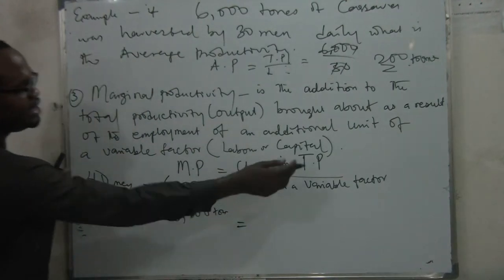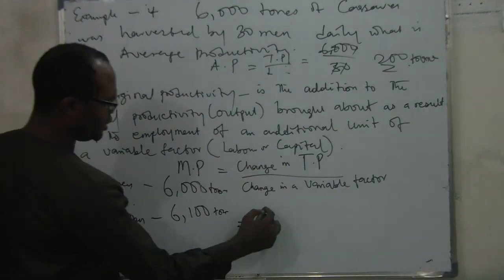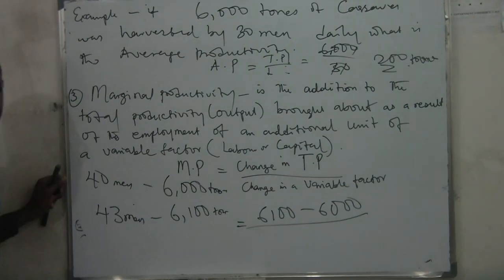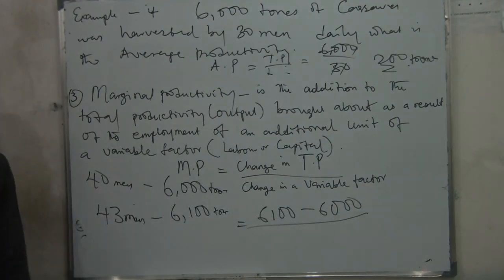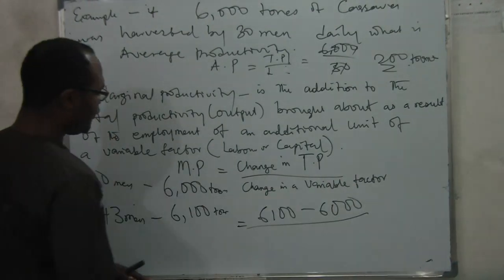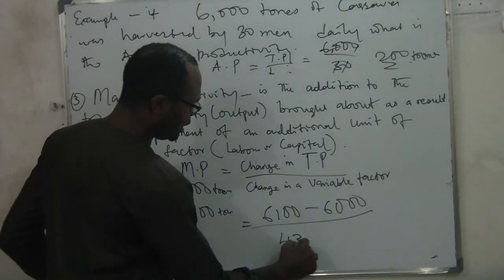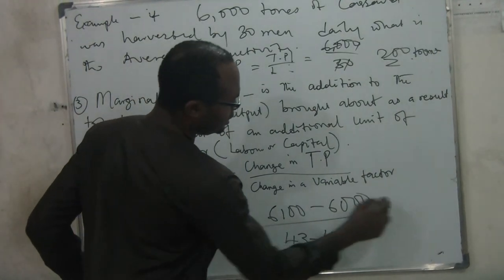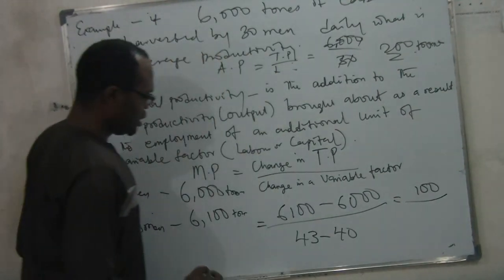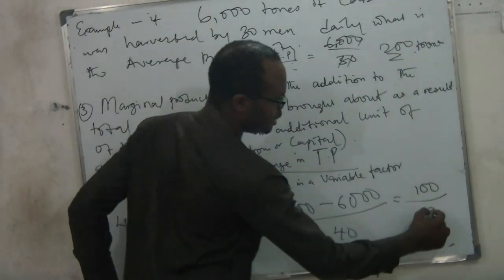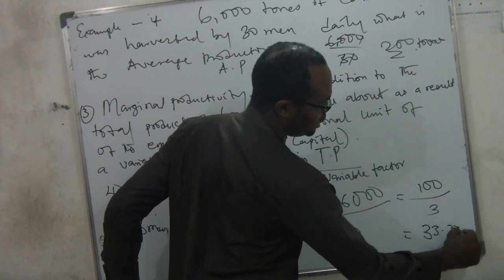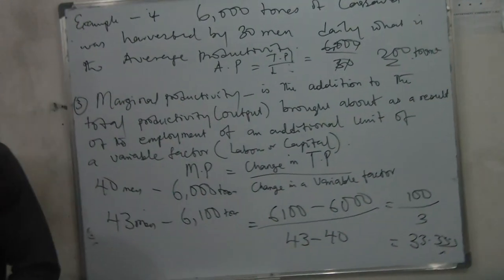Marginal productivity is simply change in TP over change in the variable factor. So what is the change in total productivity? It will be what? 6,100 minus what? 6,000. That's the change. Because it was 6,000 before, now it's 6,100. So the small change is how many? 100, isn't it? Change in the variable factor. What's the variable factor? 43 minus what? 40. So what's the change in total productivity? 100, isn't it? And what's the change in the variable factor? 3. So what is the marginal productivity? It will be what? 3.333 something. 100 over 3 is what?